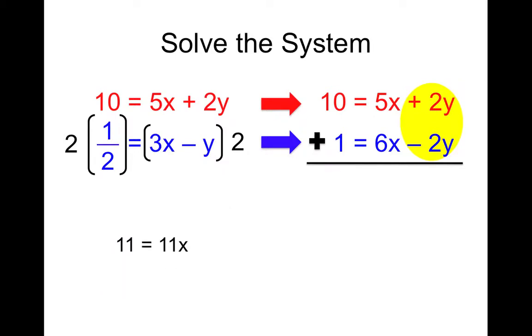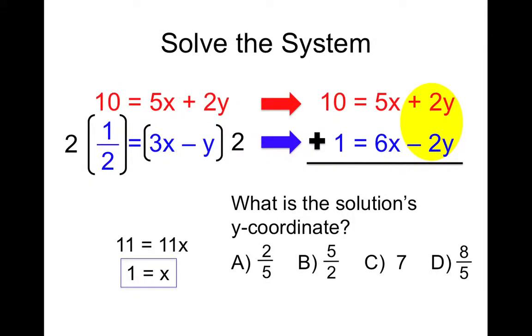Well, isn't this a beautiful thing? 11 equals 11 times x. x must be 1. Would you please plug that 1 back in for x into either equation and figure out the solution's y-coordinate? You should have gotten 5/2 for the solution's y-coordinate. If you didn't, go back and check your work carefully.